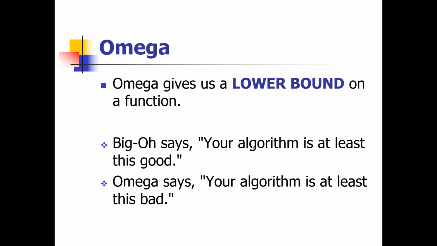So big O says your algorithm is at least this good, which means that's your worst case at the very least. And omega says your algorithm is at least as bad, which means that's your lower bound, your fastest time, your best case.